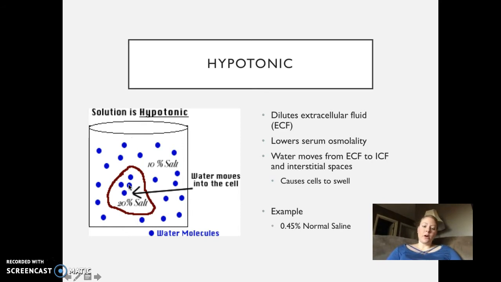So once we have all this water moving in, this cell that was regular shaped before now will swell because it has extra water in it. So we kind of want to keep that in mind as we get to our interventions. Our cells are swelling. What do we kind of need to be looking for as nurses? An example of this is half normal saline.